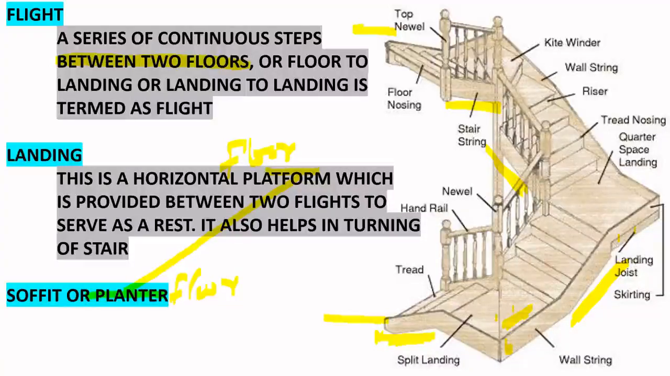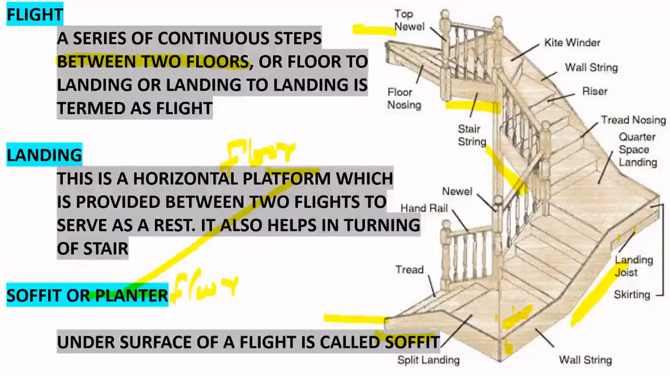Next is soffit or planter. The undersurface of a flight is called soffit. So you cannot see the soffit or planter in this diagram. It is the under portion, the under surface. See, this is a flight. So the surface below the flight, you call it soffit.